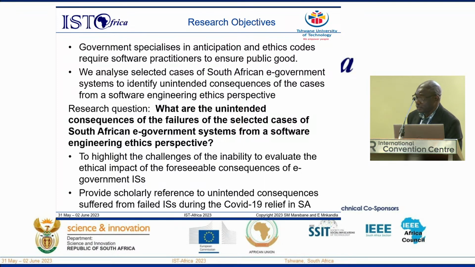Amongst other things, to make this a respected profession, public concern, public safety is very important. Public interest. We develop software putting public interest in mind. So what we are trying to do in this study, we are analyzing these reports from the Auditor General by applying the theory of unintended consequences, mainly to determine the failures, if there are failures from the systems from the perspective of software engineering ethics, so that we can be able to highlight those challenges and also provide a scholarly reference.